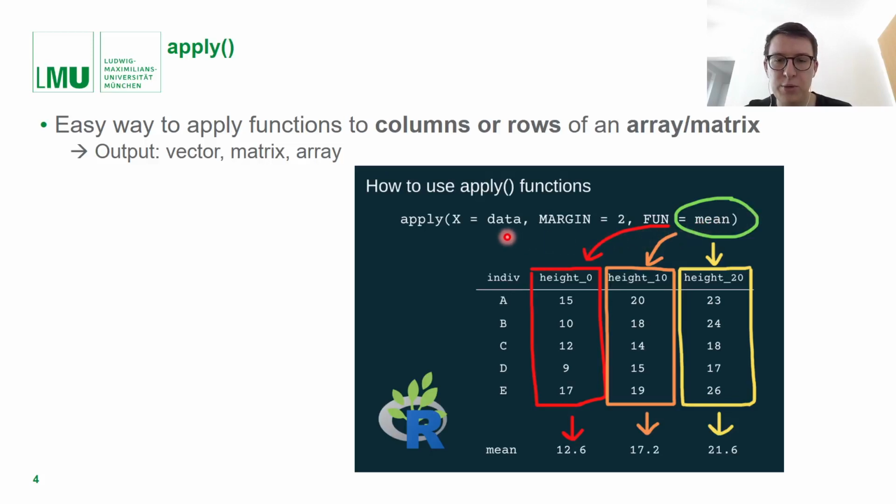So actually what are we doing? We are taking this data and we are applying the mean function to the columns. And you can see this here. They put these nice colored boxes around the columns, and for each column we take the mean. So we can see here we have the mean of the red column, the orange column, and the yellow column. So that was a really easy way to do this with the apply function. We applied a function to all of the columns of our data frame or array.